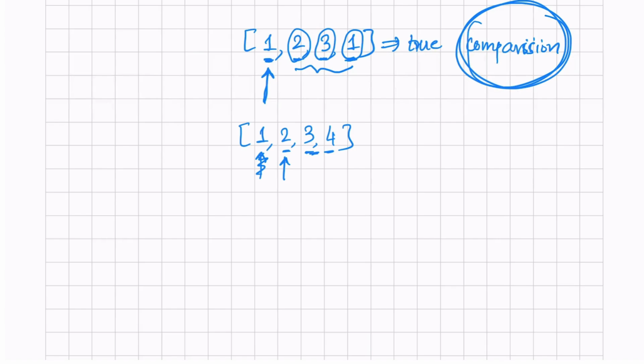We compare it to the rest of the elements, 3 and 4. No duplicates found. Keep a pointer here. We compare it to 4. No duplicates found. So here the answer is false, right?